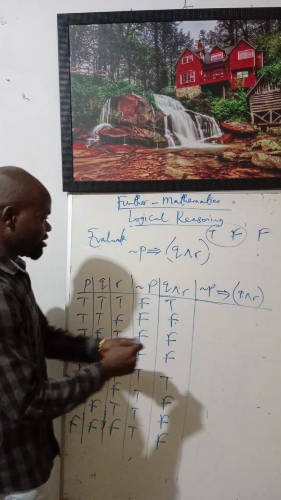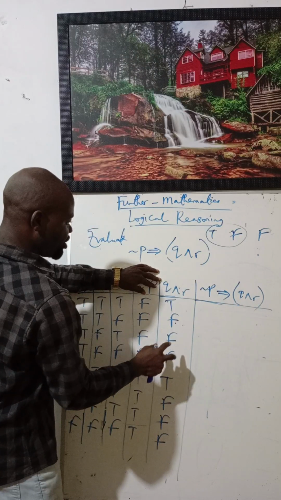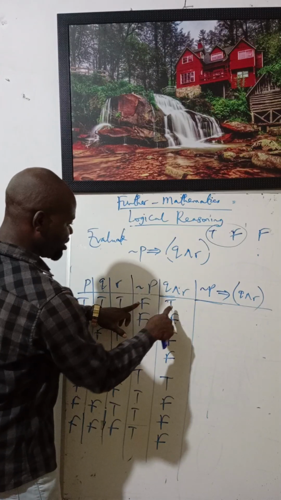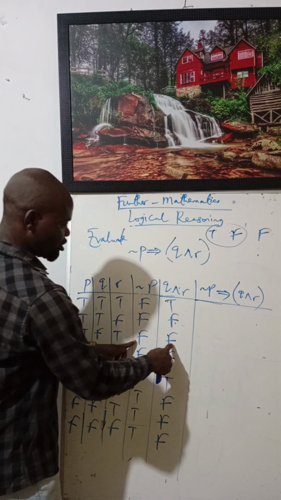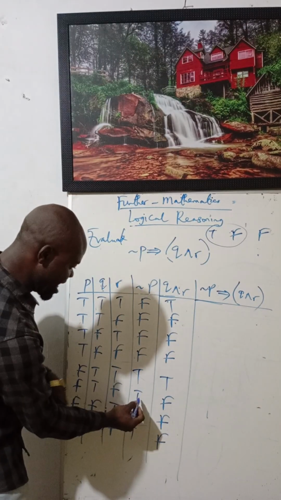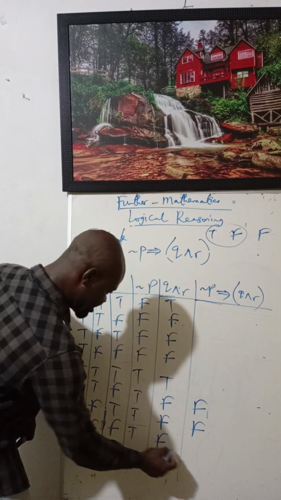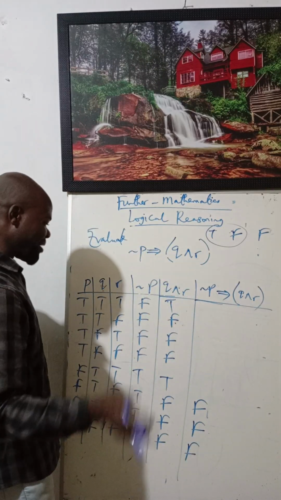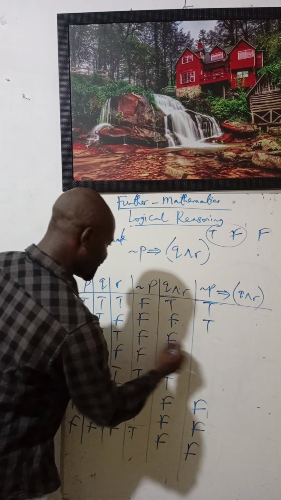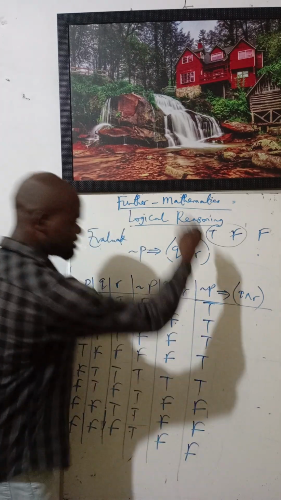So let's see now. Negation P implies this, row by row. The law is that TF is F. Do you have any TF here? Any TF is F. Any other thing apart from TF will be true. FT will be true. FF will be true. TT is true. So this is the correct answer.